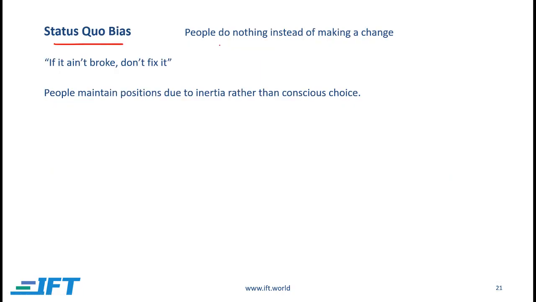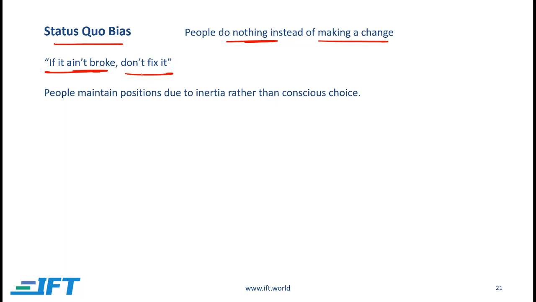Moving on to the status quo bias. In this bias, people have a tendency to do nothing rather than making a change. So basically, people like to maintain the status quo. The major reason for this is that we tend to be lazy, and because of this laziness, we just keep things the way they are. We do not necessarily look for opportunities where a change is beneficial. And a common phrase which illustrates this phenomenon is the following: if it ain't broke, don't fix it.